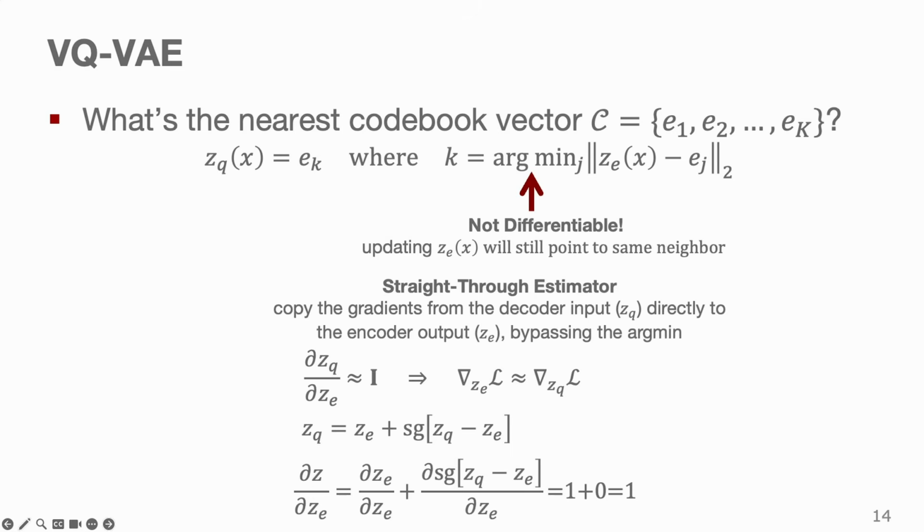Yes, and here the SG in the formula stands for the stop gradient, which acts as an identity in the forward pass, but has 0 gradient in the backward pass. And here you can see now how that resolves in the backward pass to copy the decoder's gradient directly to the encoder.